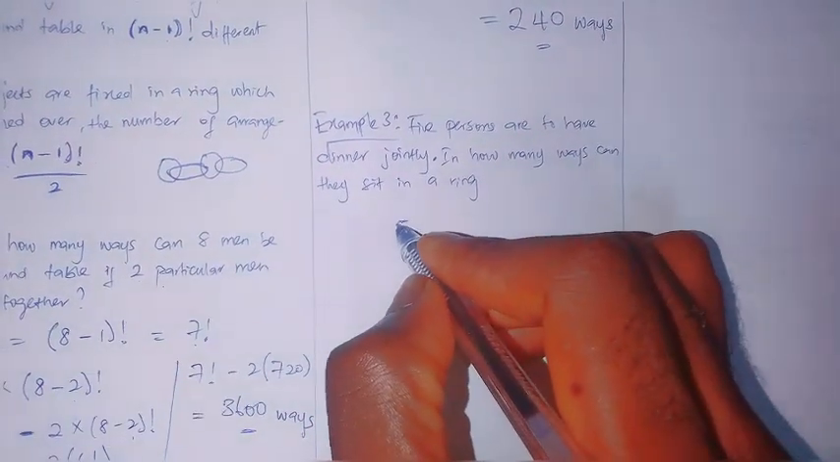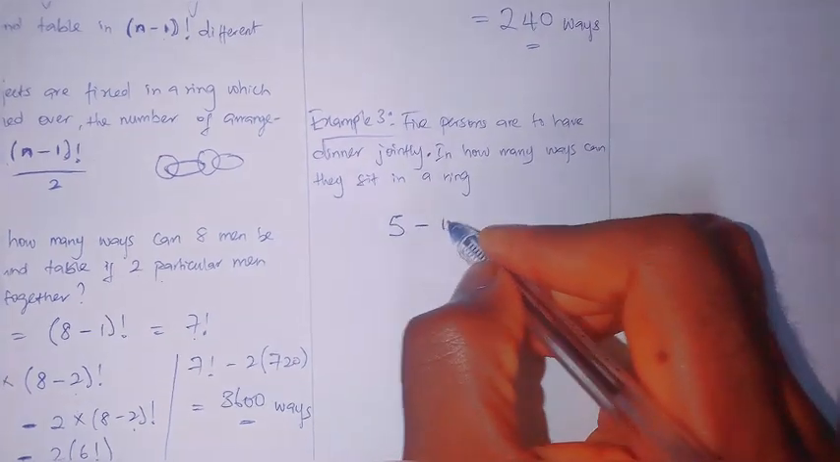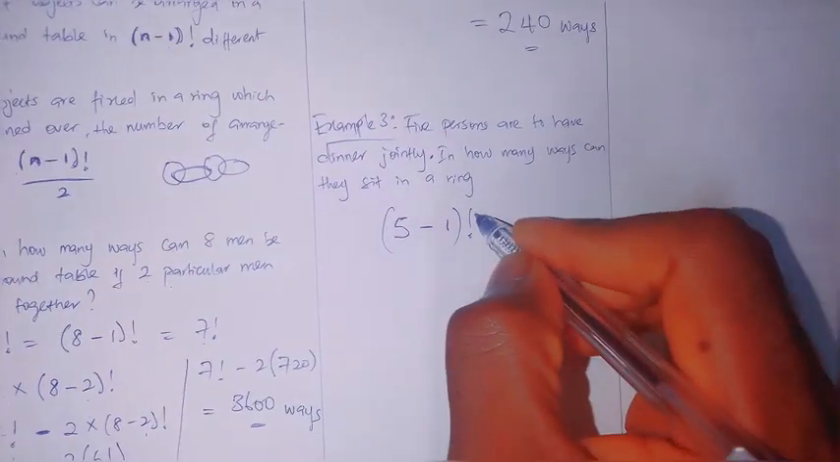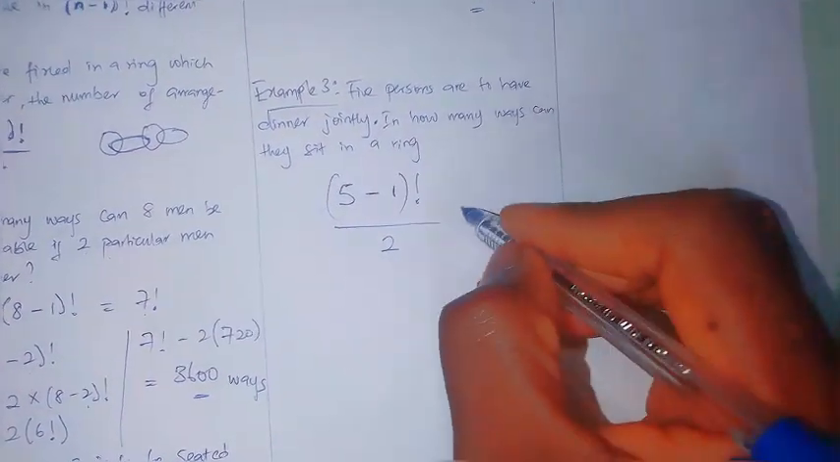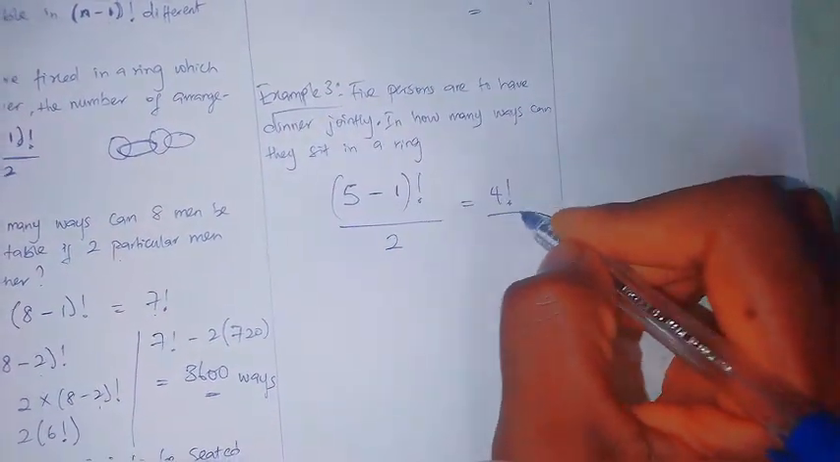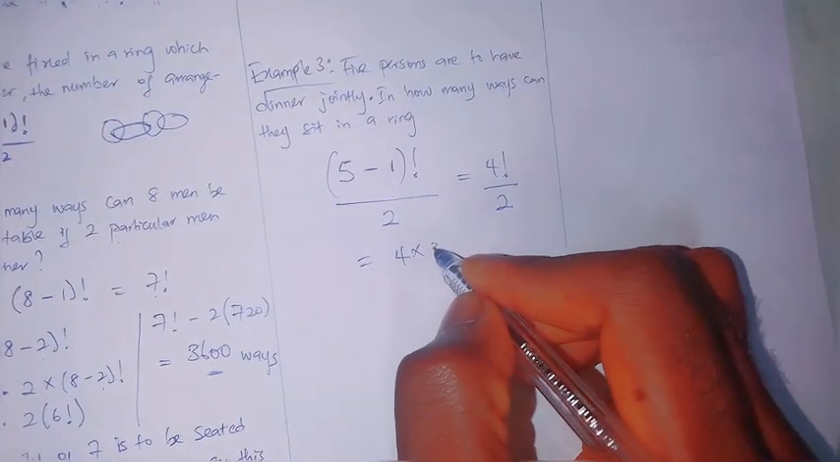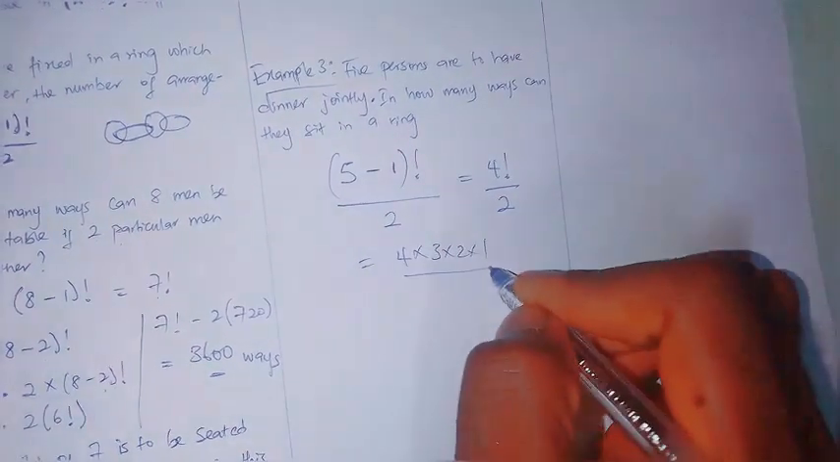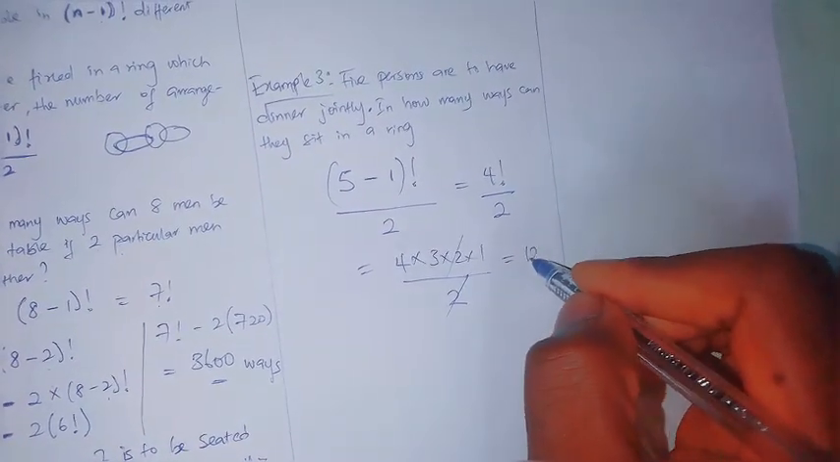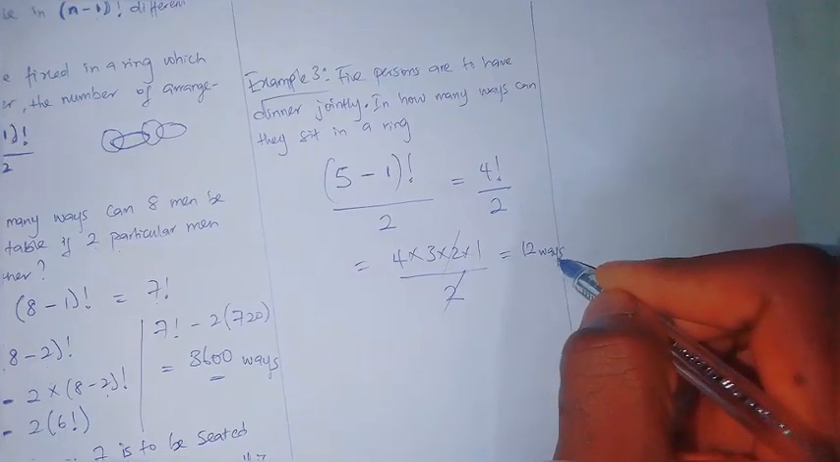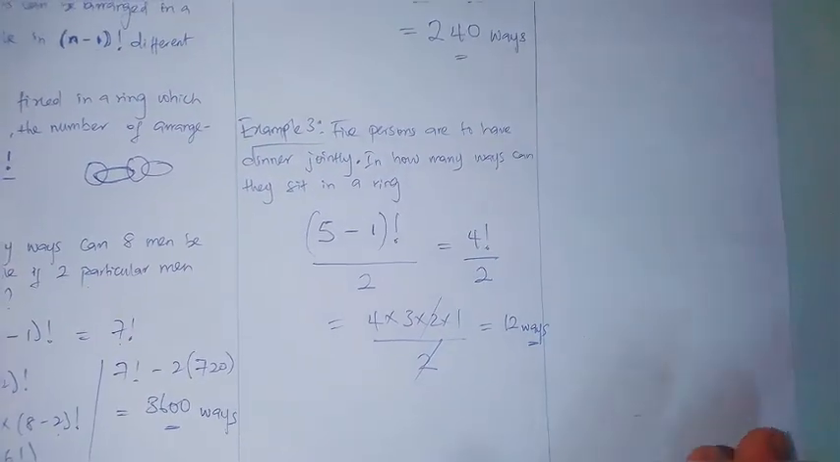We have 5 persons. In a ring it becomes (n-1)! in a cycle first, then over 2, because we have 2 circles. And that becomes 4! over 2. Remember, 4! is the same thing as 4 times 3 times 2 times 1, over 2. This 2 cancels the other 2. My answer is 12 ways. And that's the solution to this question.